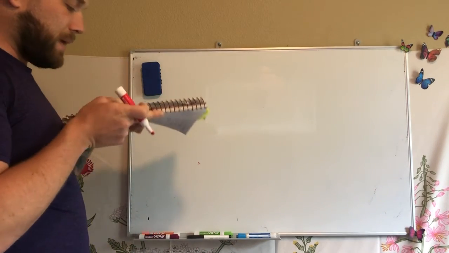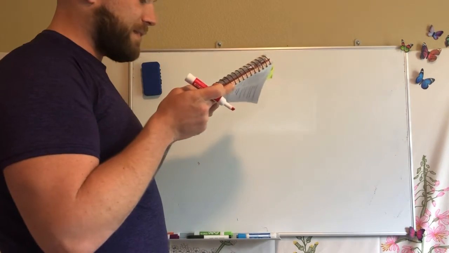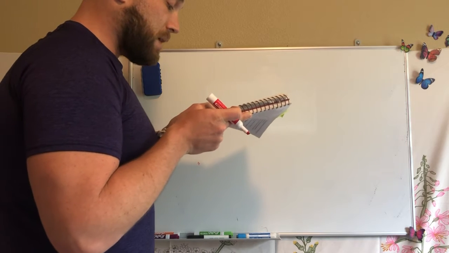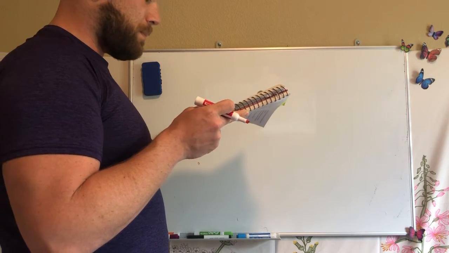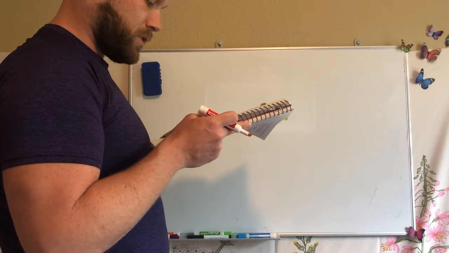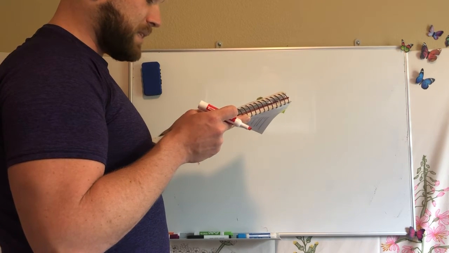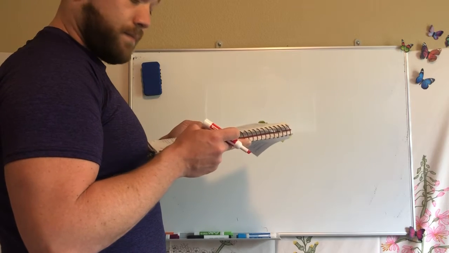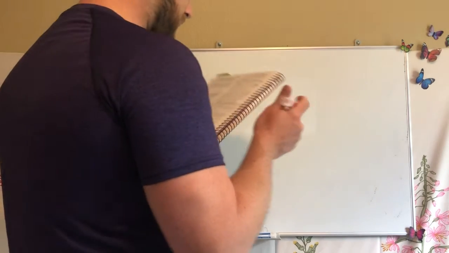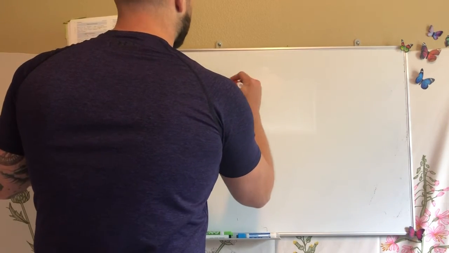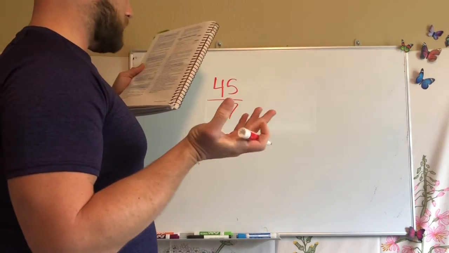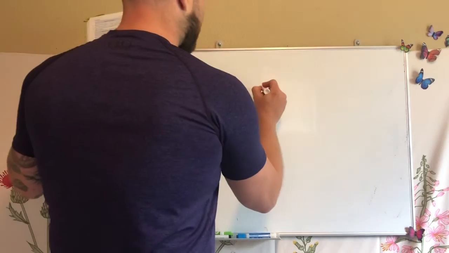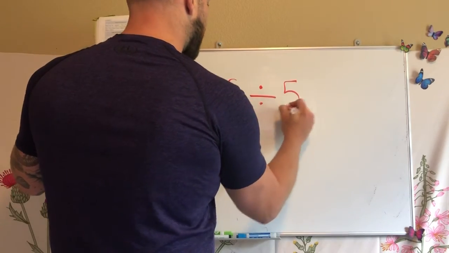Next one, problem B. Bill has 45/7 gallons of cream. He wants to fill 5 containers. How much cream will be in each container? So, what's the amount you have before you divide? 45/7 gallons. And how many pieces do we need to divide it into? 5 containers. So we're going to divide it by 5.